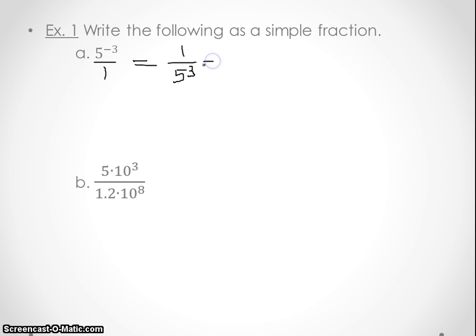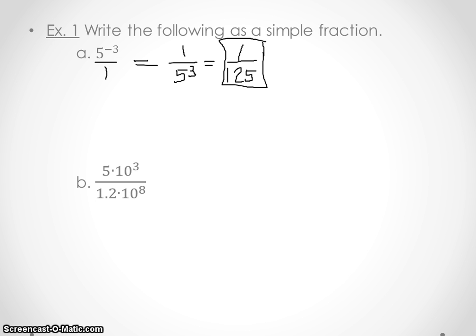Then you would actually evaluate this because they want it as a simple fraction. So this is not simple enough. We know what 5 to the third is. Well, 5 squared is 25, and then 25 times another 5 would be 125 as 5 cubed. So 125. There's your simple fraction. We know 1 over 125, those don't reduce, so we leave it as such. So there's our simple fraction for that one.